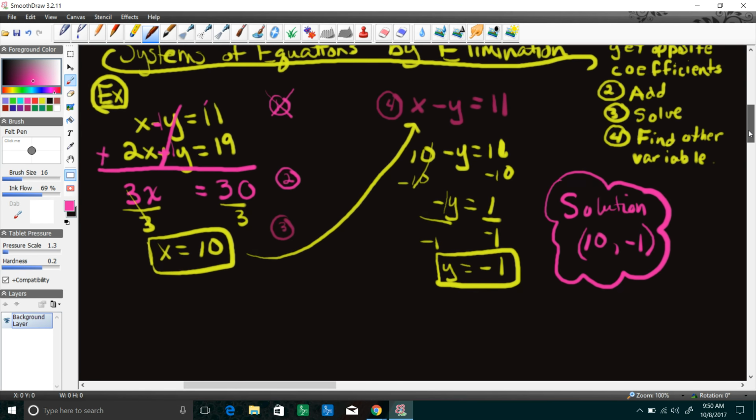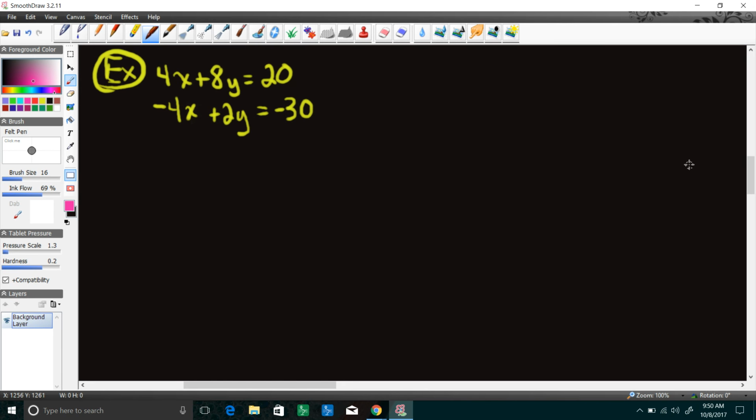Let's go ahead and look at another example. This one, like the first one, also has opposite coefficients. If you look at the x's, we have positive 4x and negative 4x. So step number 1, again, we don't have to do because we already have it. So I can jump right into step number 2, which is to add these two things, these two equations. Okay, so 4x minus 4x, well, that's just 0, so I can cross it out. 8y plus 2y, that's 10y. 20 plus negative 30 is going to give me negative 10. Okay, so I'm just adding vertically here.